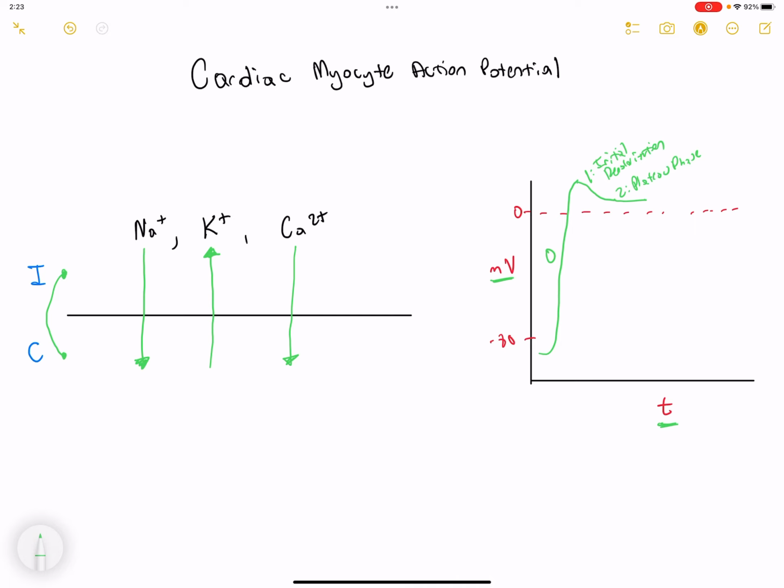In phase 3, calcium channels are going to then close, and only potassium channels are going to be open, and potassium is going to be leaving the cell in large numbers, and that is going to repolarize the cardiac myocyte. This is known as the repolarization phase.